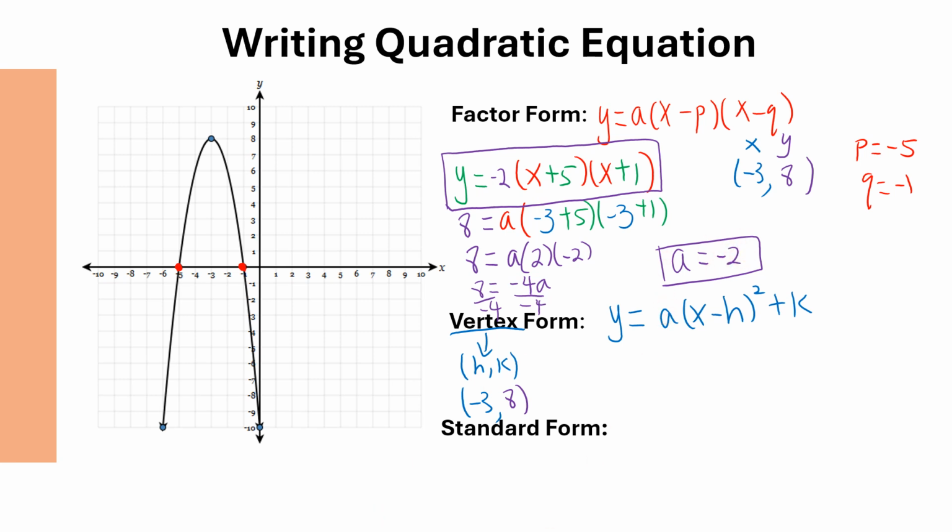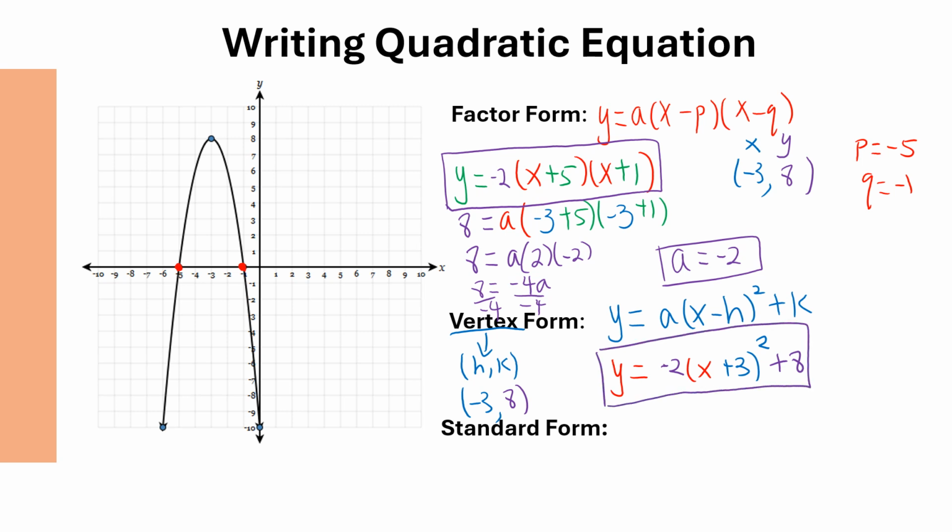So I can go ahead and plug into this equation. We have y equals a, which is -2, times x minus h. Since my h is already negative, it becomes +3, squared, and then plus k. My k value is +8. And this is the quadratic equation in the vertex form.